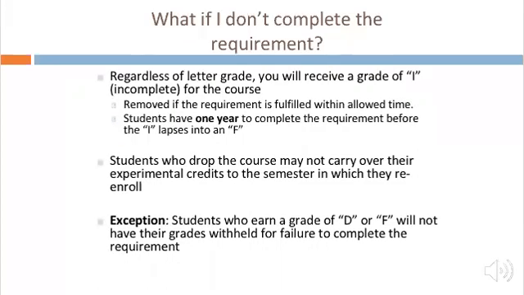What happens if I don't complete the requirement? Now, for Psych 101 students, regardless of the letter grade, you will receive an incomplete for the course if you do not complete the research requirement. Unchanged incomplete grades become an F after one academic year if it is still incomplete. Any research credits earned in a prior semester do not carry over to a new semester, so you will be starting from zero.